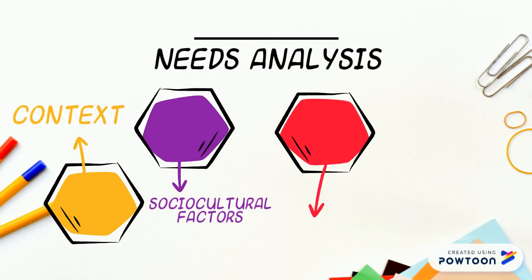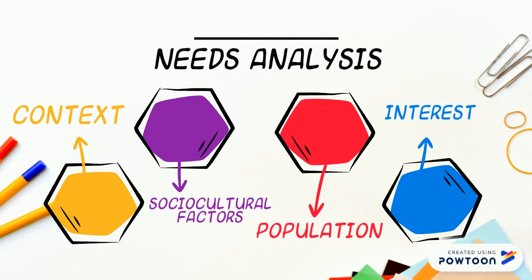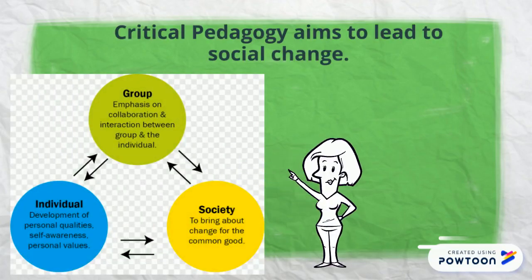So for this case, it is important to take into account context and sociocultural factors in order to provide information about the importance of learning a second language. Learning another language is to learn in another culture. In this way, teachers need to create critical language learning. Critical pedagogy aims to lead to social change.